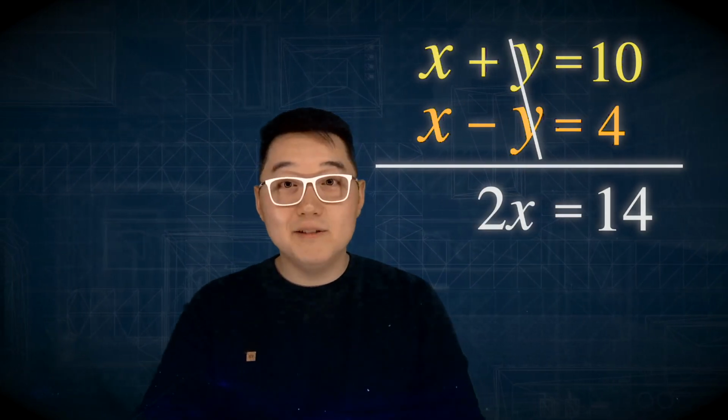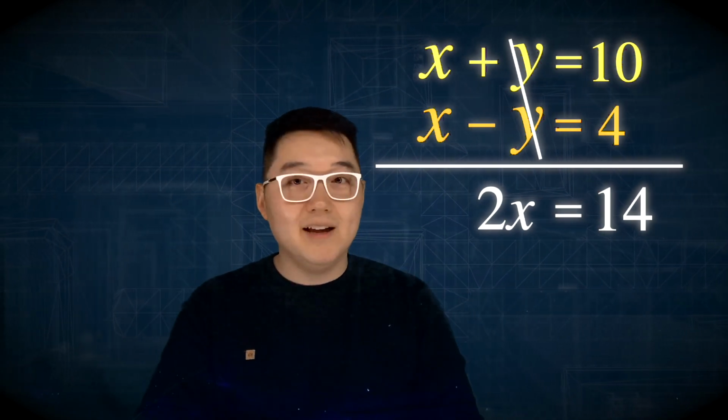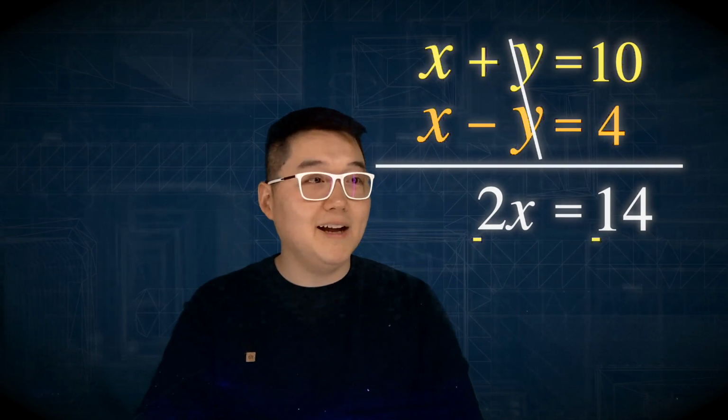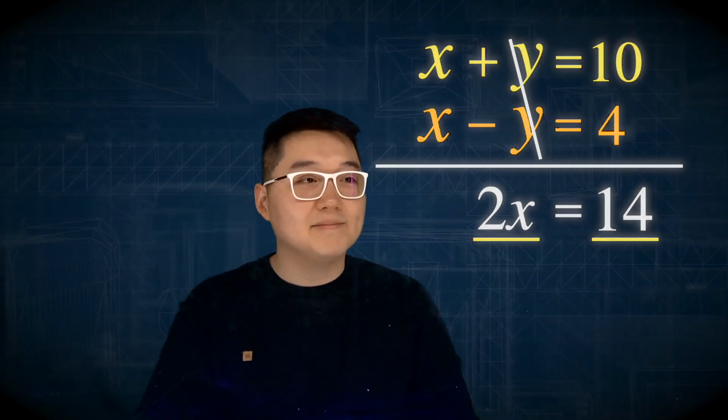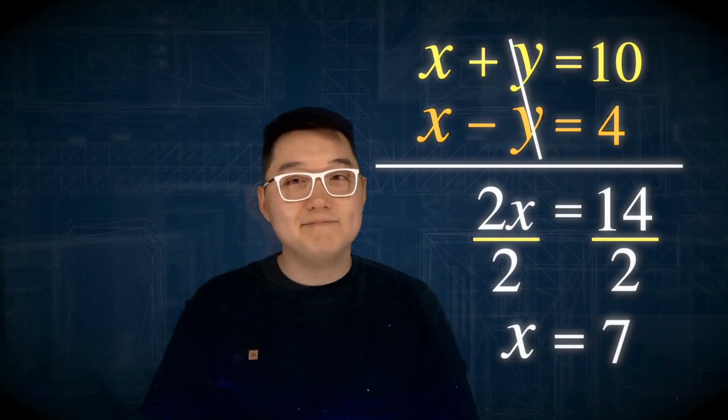So then how do we solve this equation? It's a very simple one-step equation. All you gotta do now is divide both sides by 2. So when you divide both sides by 2 now, we got x equals 7.